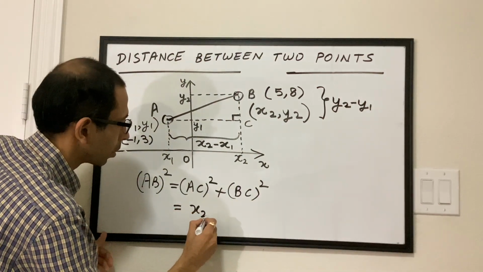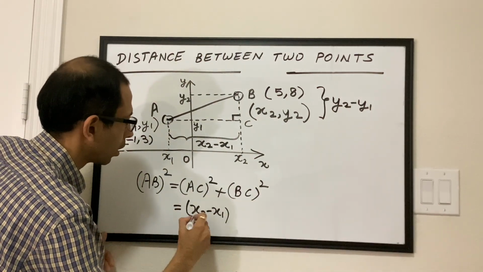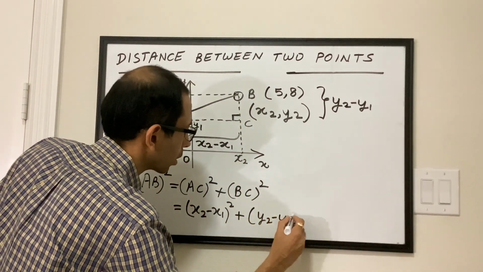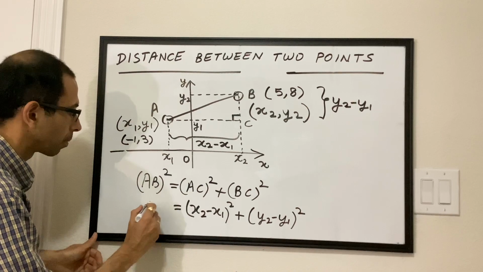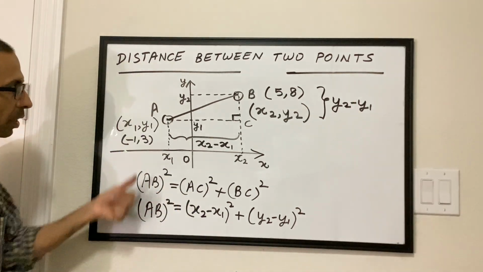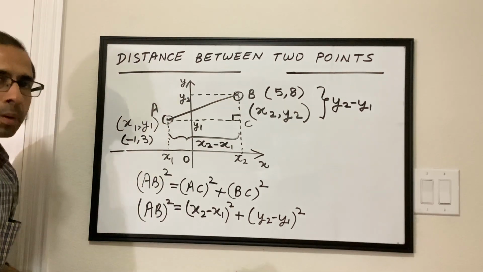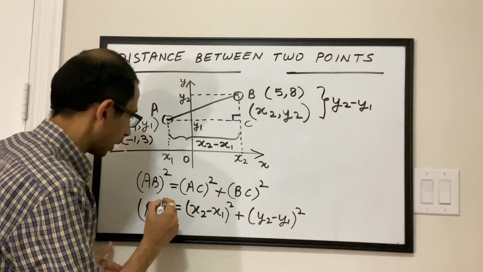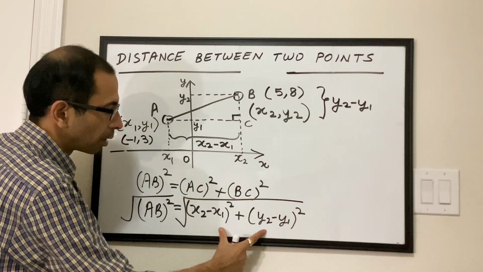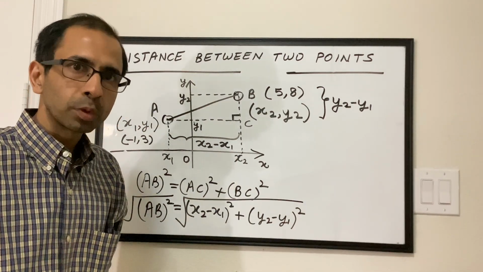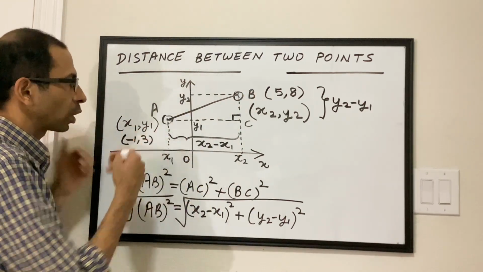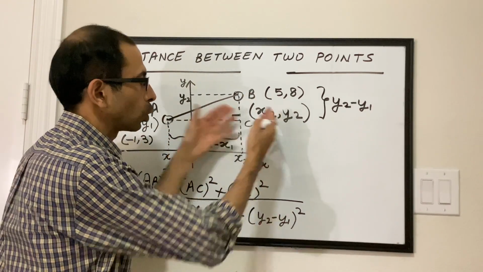We just put in these values here and get this. But we are interested in AB and not in AB square, hence we take the square root on both the sides. And essentially this becomes our formula, so to say, to find the distance between 2 points, wherein the first point is x1 comma y1 and the second point is x2 comma y2.